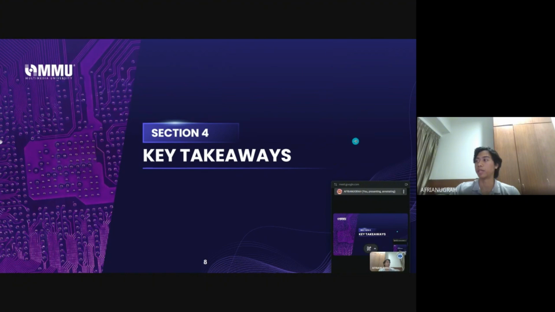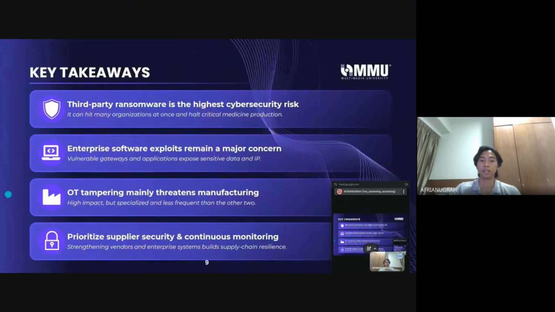Next, we move on to key takeaways. To conclude, healthcare and pharmaceutical supply chains face multiple cybersecurity threats. Among them, third-party ransomware represents the greatest risk because it can affect multiple organizations simultaneously and disrupt critical medicine production. Although software exploits and OT tampering are also significant threats, they occur less frequently or require more specialized attack techniques.